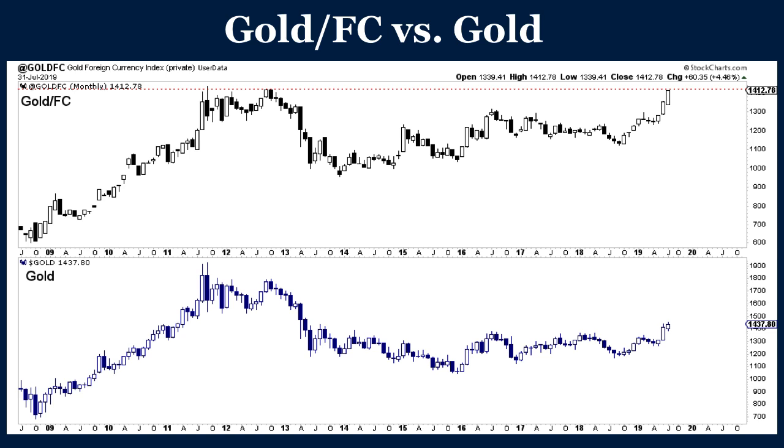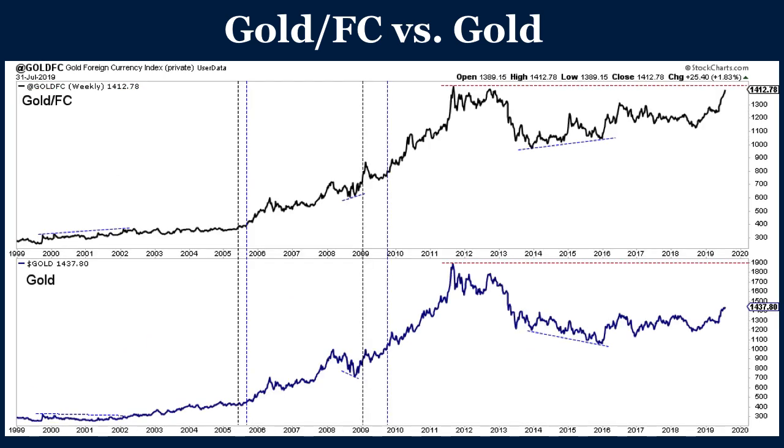And by the way, if we're just talking about gold against individual currencies, we did see new all-time high monthly closes against the yen, the pound, the Canadian dollar, and the Aussie dollar, just to name a few. Now, why is this important? Well, it's important for two reasons.